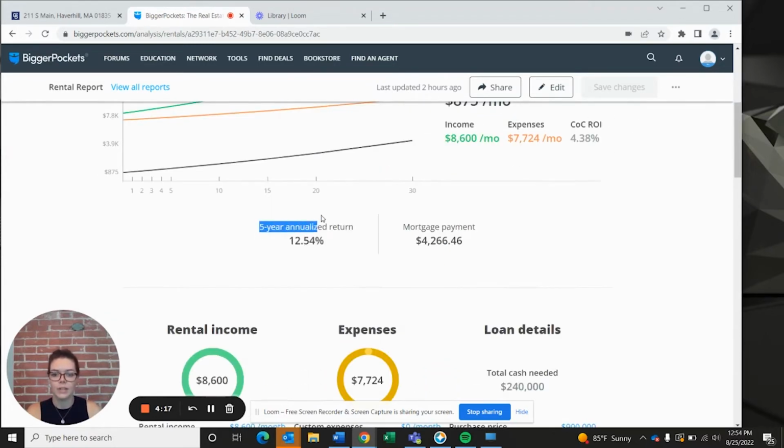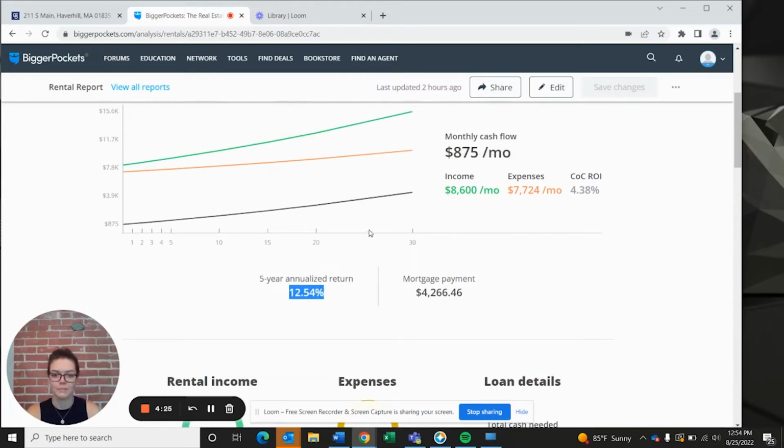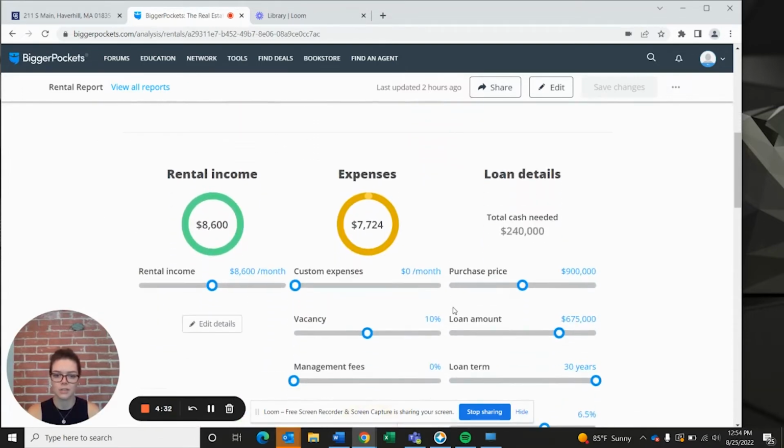Your 5-year annualized return is 12.5%. In most cases, this is way better than the stock market. In addition, your monthly mortgage payment is going to be $4,266. Now down here, you can play with the numbers to see what it would be like if rent increases or decreases. But the biggest thing to pay attention to is your total cash needed for closing.